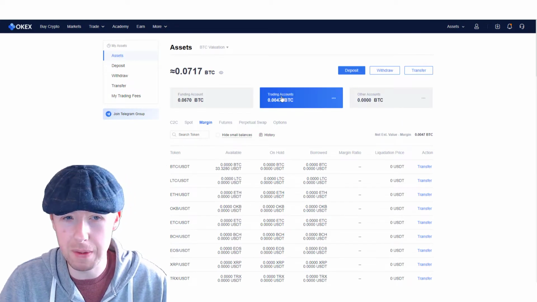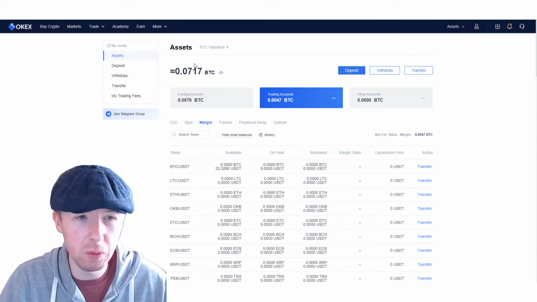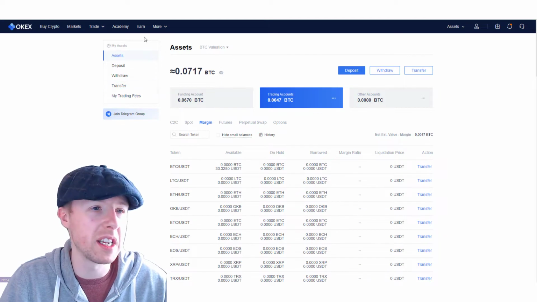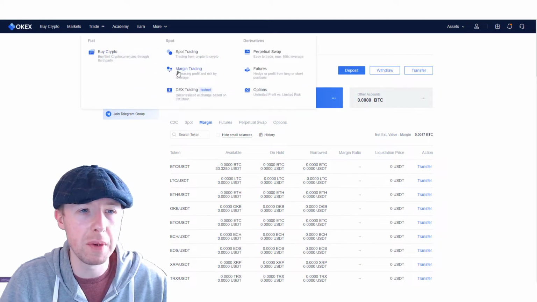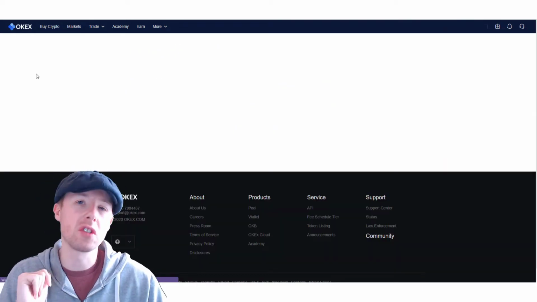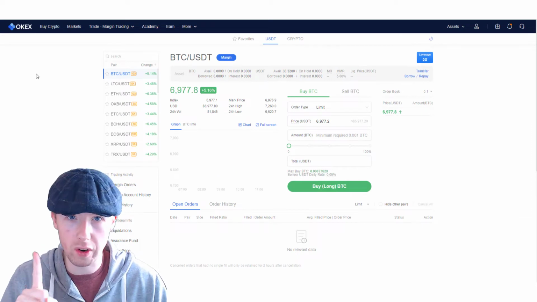I've put a little bit of Tether in here already, just to play around with and have a bit of fun with. But I've got some other funds in here just to show you how it all works as an exchange. Now, all you need to do is go to margin trading. Simple. This is a great thing about this. It does not conflict with spot trading and futures. It's just margin trading in one tab.